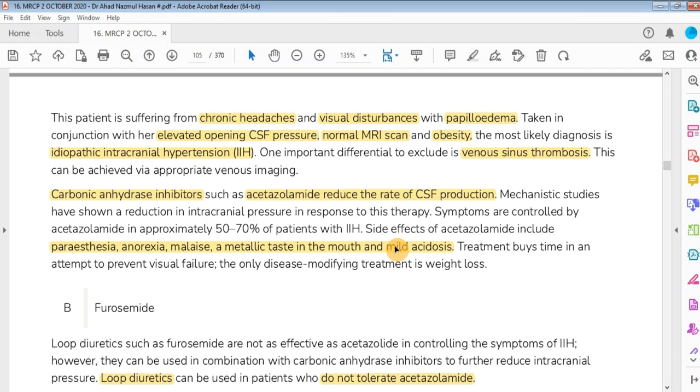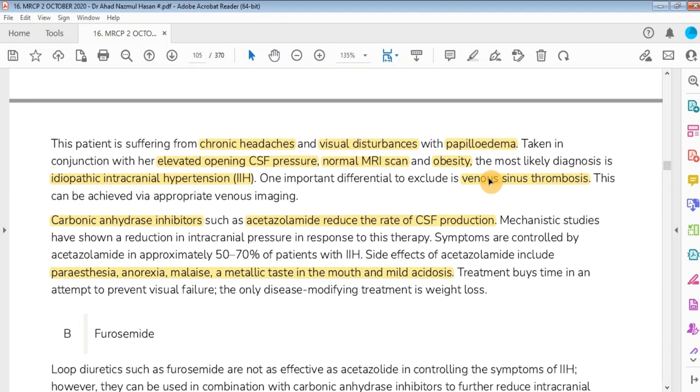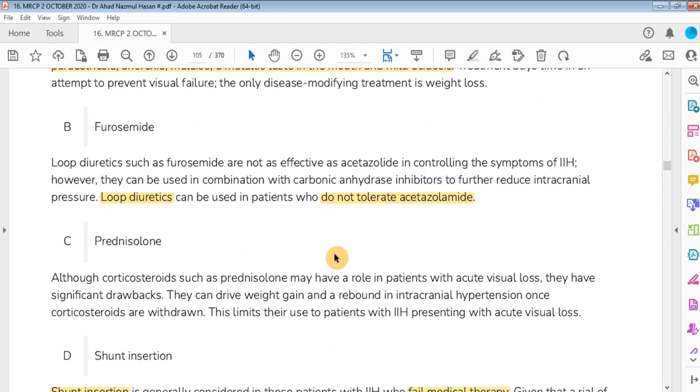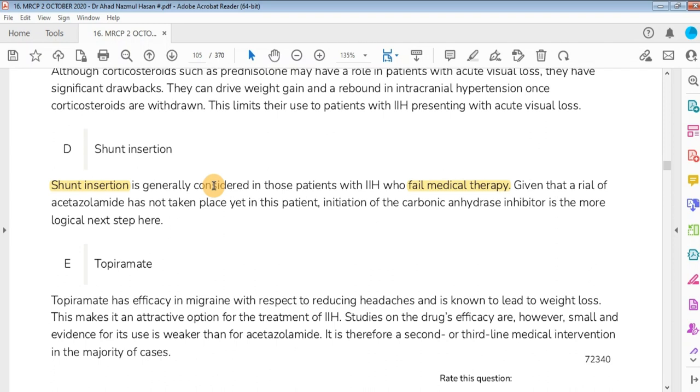So can anyone tell me the management of sagittal sinus thrombosis or cerebral venous sinus thrombosis? Treatment, we should go with a low molecular weight heparin. And in some cases, furosemide can also be given if the loop diuretic is not tolerated. But this is just for the theoretical purpose. This is never used practically. And if the patient does not respond to the medical, that is the pharmacological therapy, then shunt insertion may be generally considered.